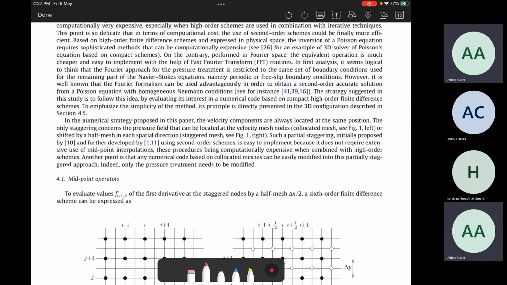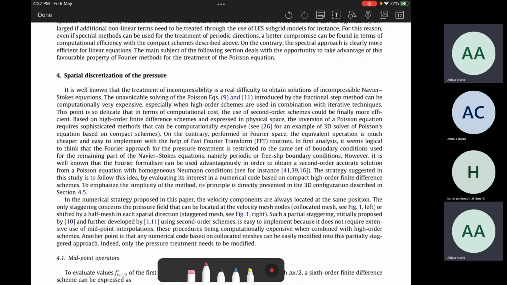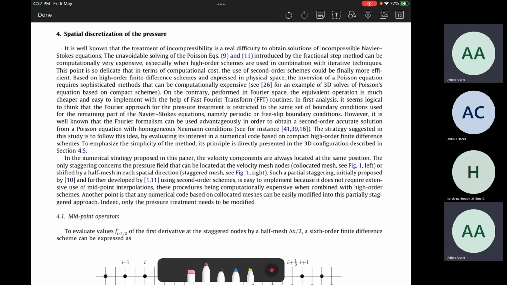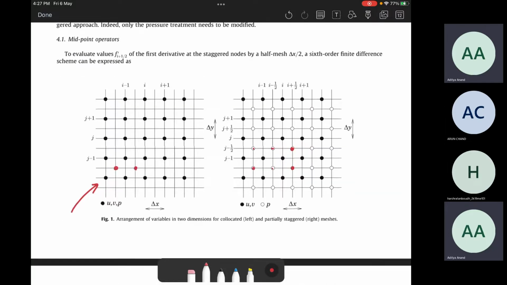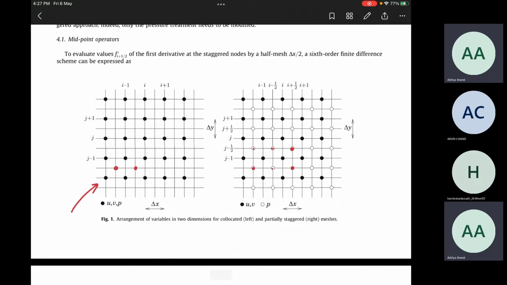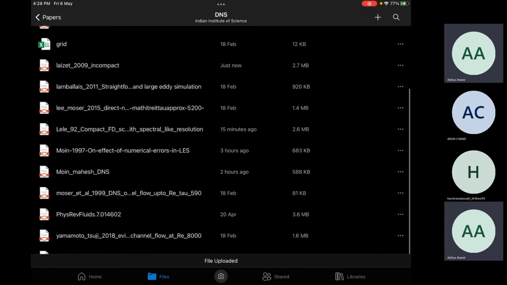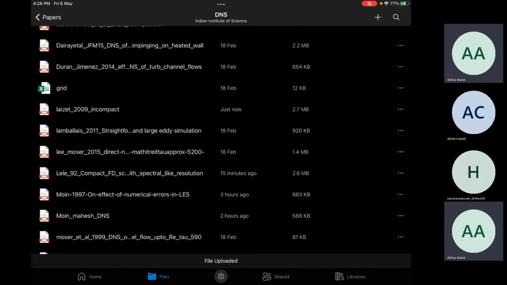It does not say why, but it was proposed by someone. It has been proposed to use a staggered grid. If you want to know why, there are some coupling issues that happen when we use skew symmetric forms.